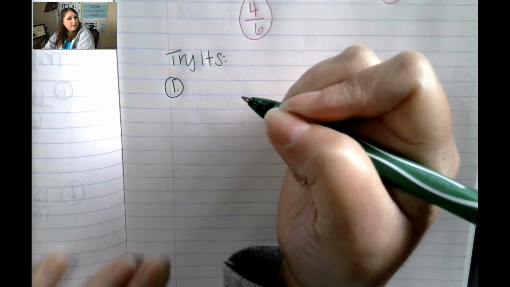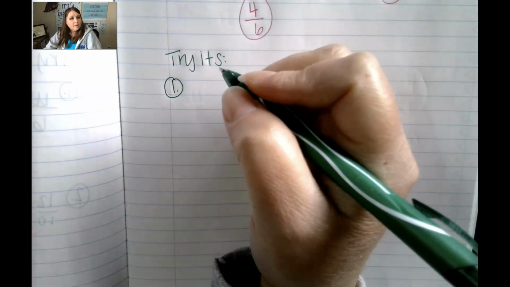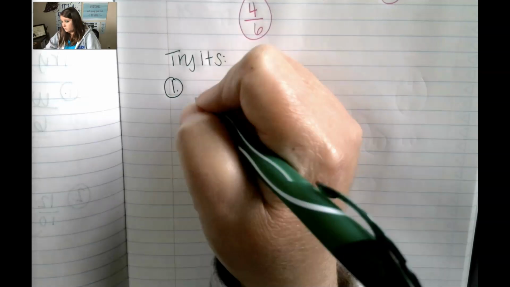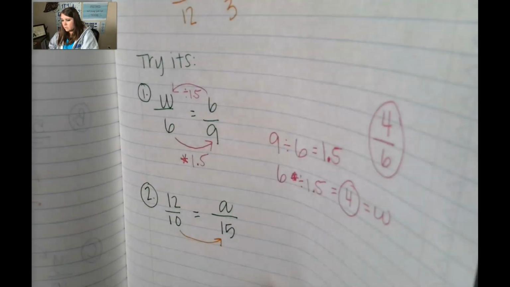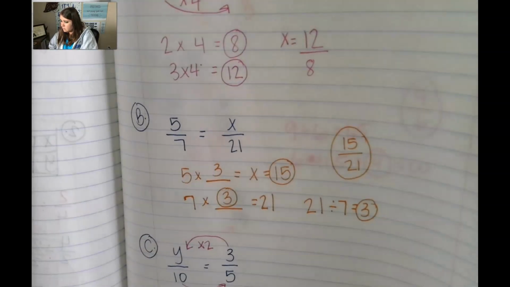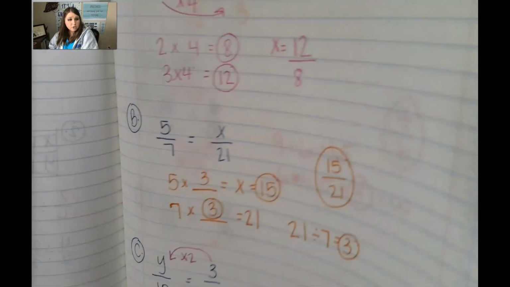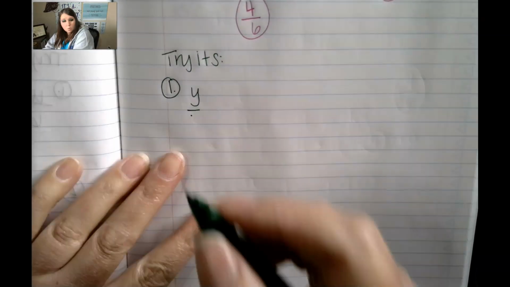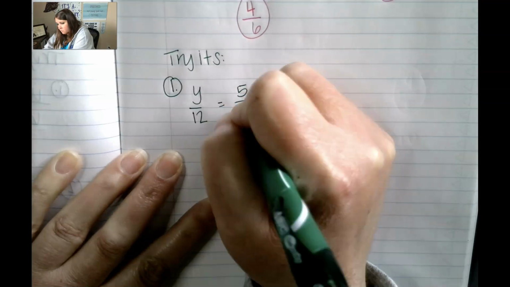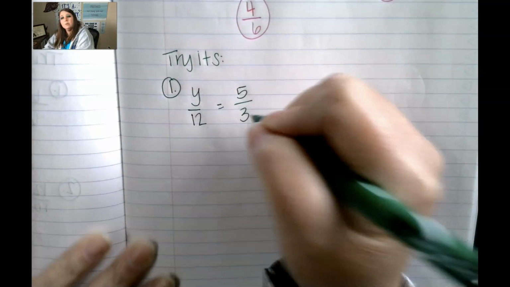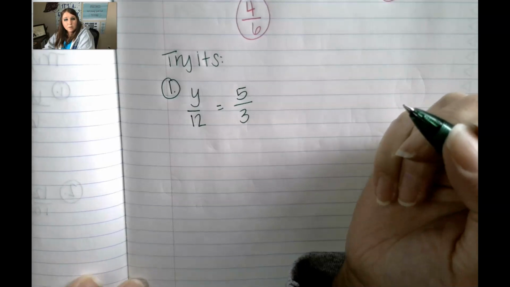All right, so we're gonna have try-it number 1. I just gotta make sure we didn't already do this one. We did do one just like that one. Okay, so instead, we're gonna do y over 12 equals 5 over 3. So y over 12 equals 5 over 3. We're going to solve for y.